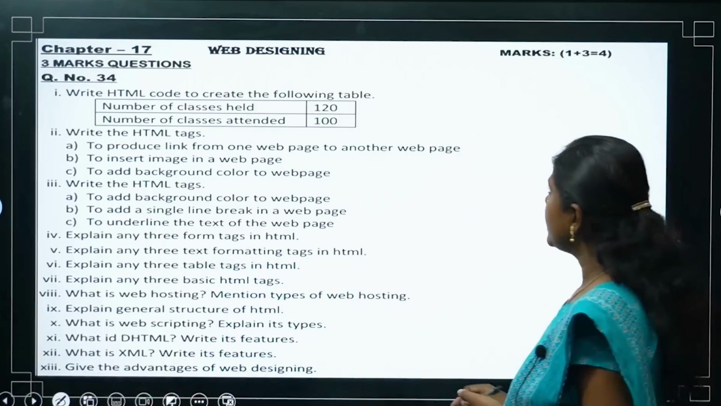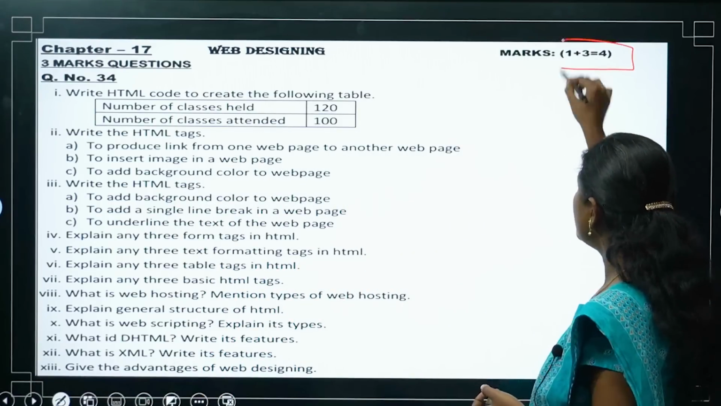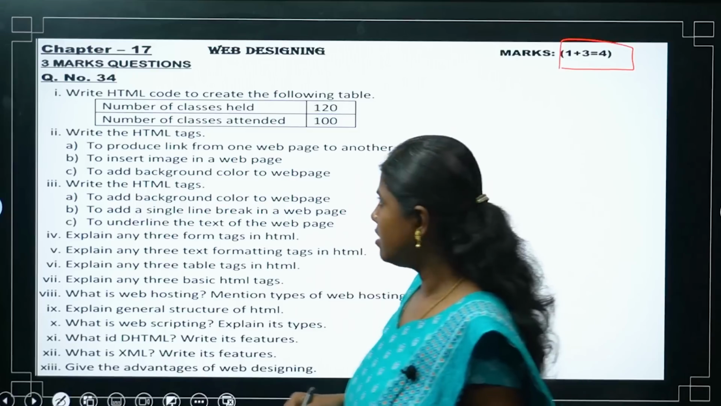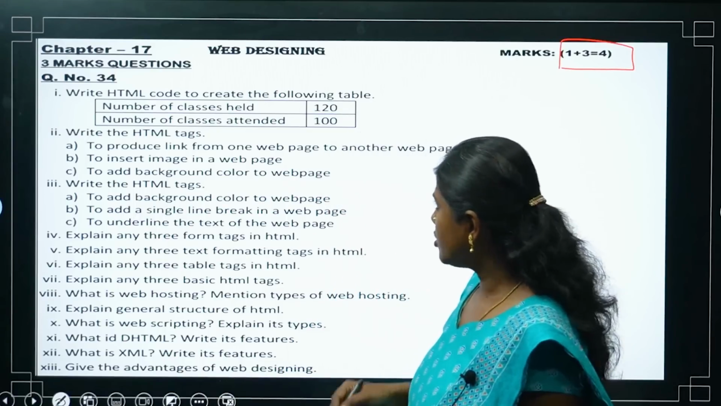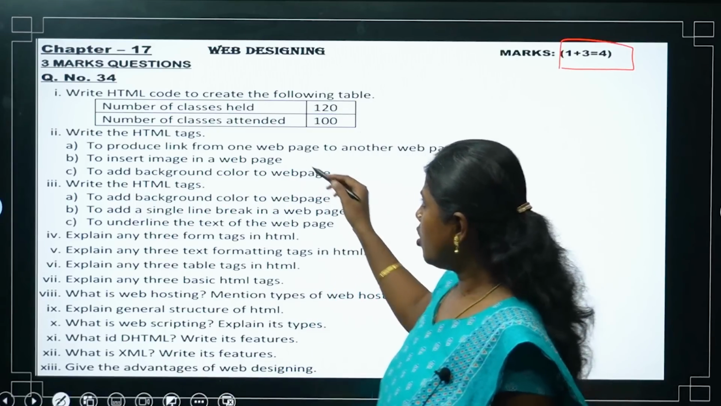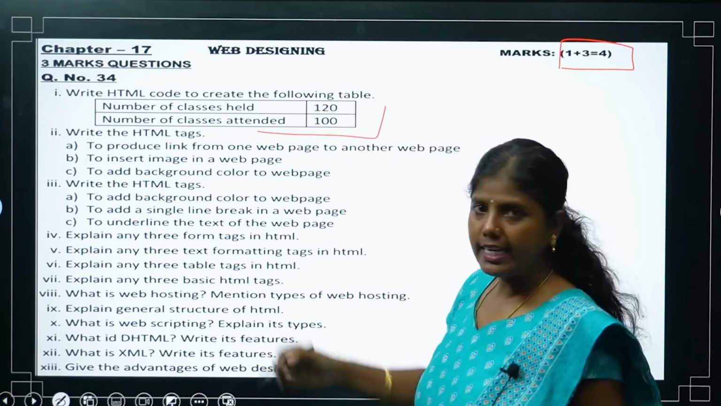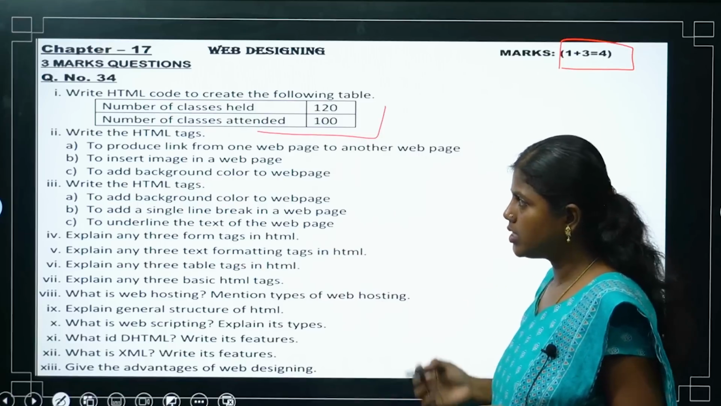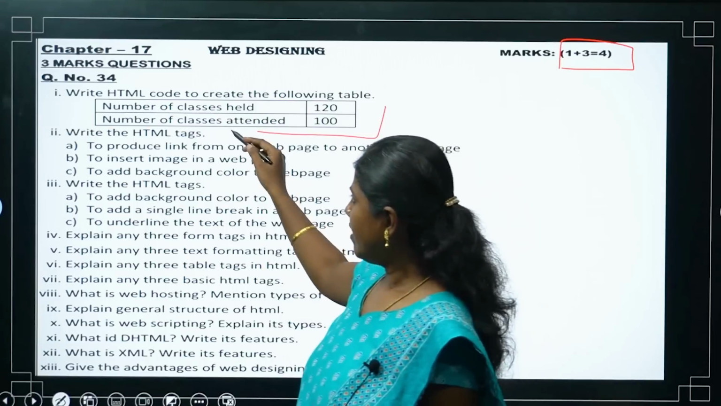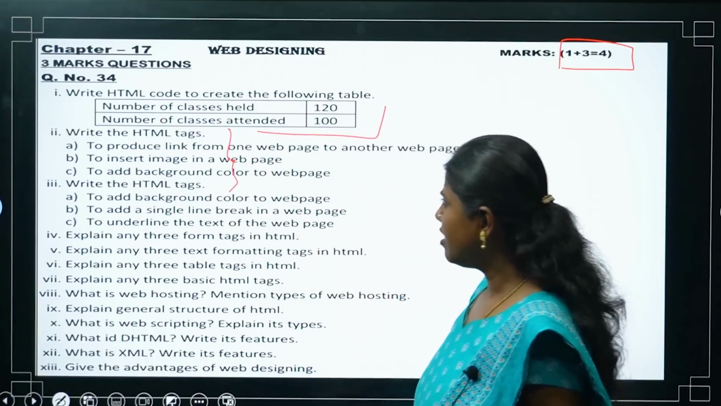So we'll go to the next chapter, which is web designing. This chapter carries a total of 4 marks, 1 MCQ and a 3 marker. So 1 question from the 3 markers. How do you create a table? This is already done in model paper 1 and model paper 2. Just check that. Then we have HTML tags for creating a link.